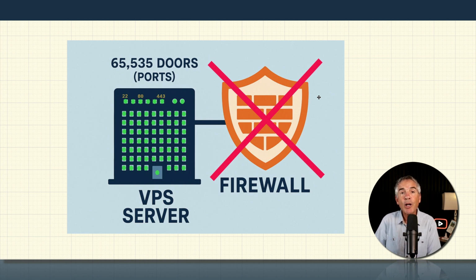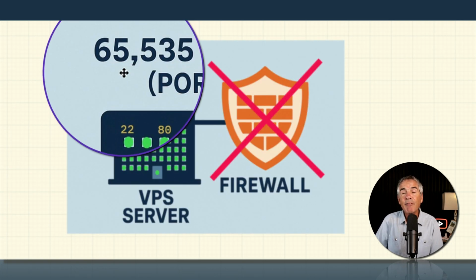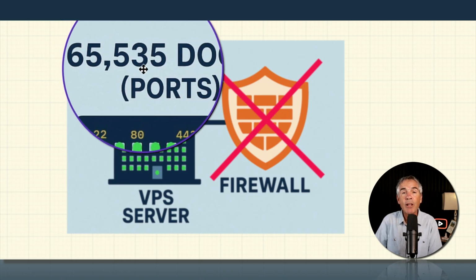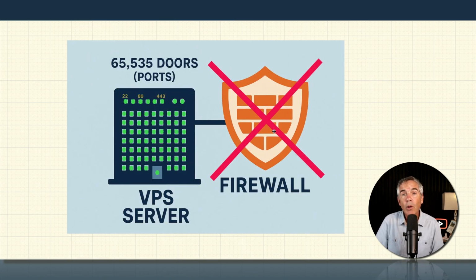Here is how firewalls work. Think of your VPS server like a really tall building, and your VPS server building has 65,535 doors or ports. If the firewall is inactive, meaning you have not added any firewall rules, that means that all 65,535 doors or ports on your VPS are wide open. Your VPS is not secure.